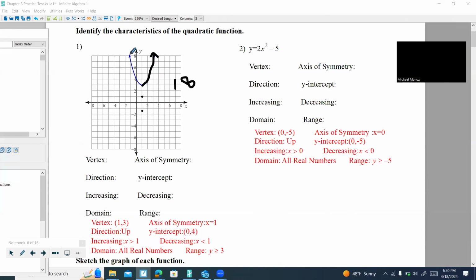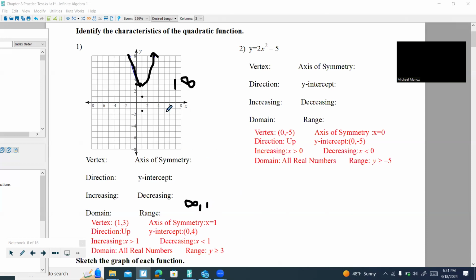And therefore, it's decreasing on this end. It's going down, dropping down here. So it's decreasing from infinity, going on forever to 1. So either one of these work. On this one, it has x is less than 1. So less than 1, it's decreasing.